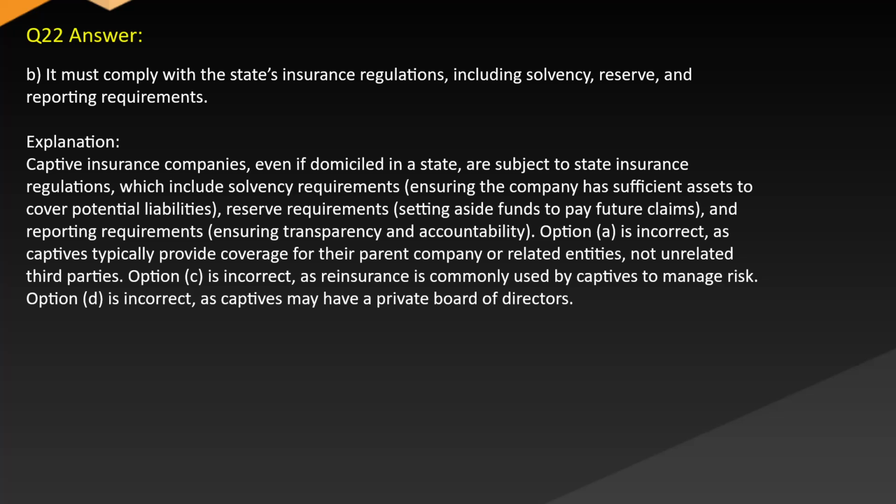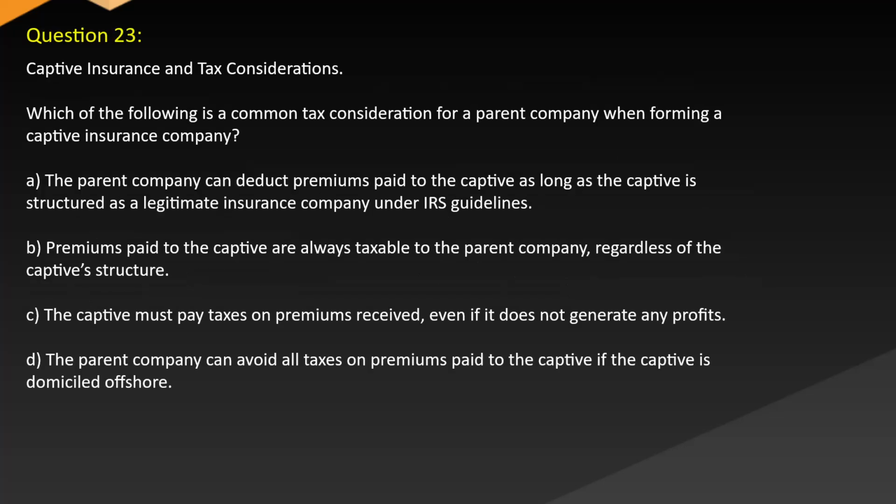Option A is incorrect, as captives typically provide coverage for their parent company or related entities, not unrelated third parties. Option C is incorrect, as reinsurance is commonly used by captives to manage risk. Option D is incorrect, as captives may have a private board of directors. Question 23. Captive insurance and tax considerations.